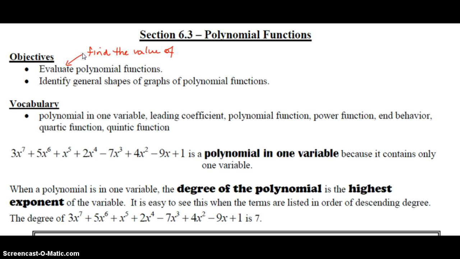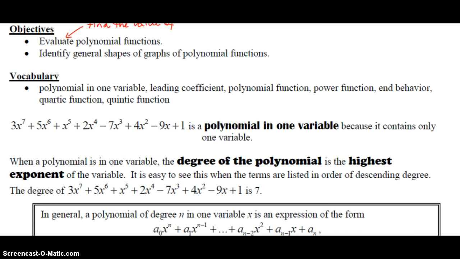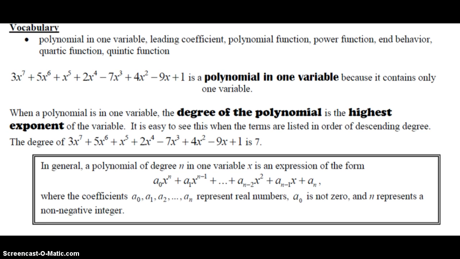Pause the video now to read the vocabulary on your own. All right, now that you've turned the video back on, let's take a look at what a polynomial in one variable is. We have an example here, and basically it is a polynomial that has only one variable in it. Pretty self-explanatory. One of the things that we're interested in is the degree of the polynomial, and it's the highest exponent of the variable that we see amongst all the terms.